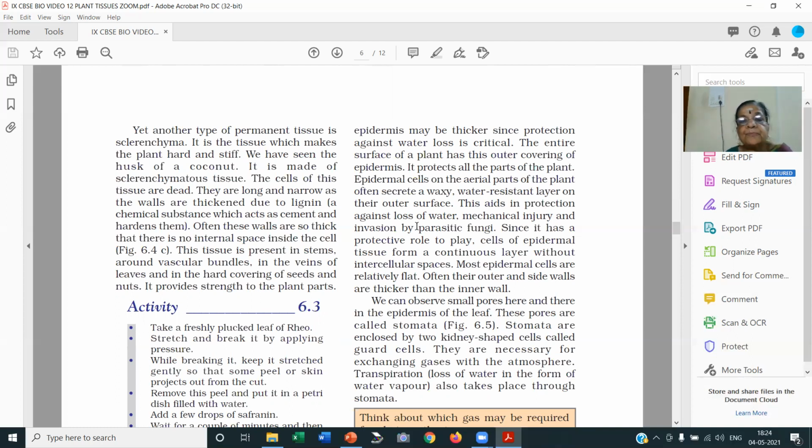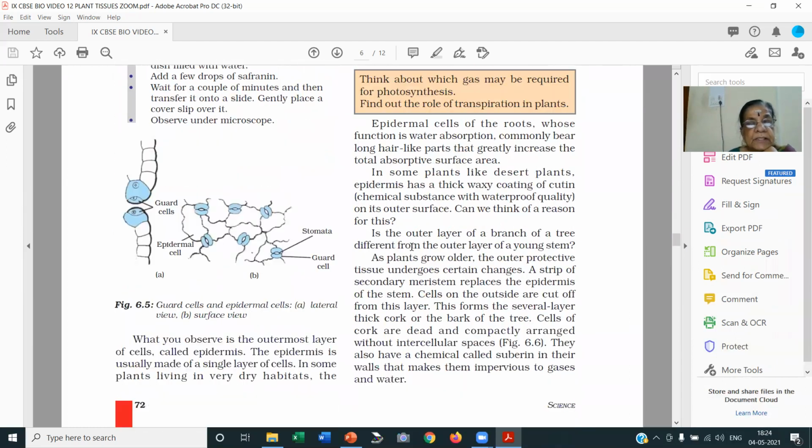And then we are talking about epidermis. What do we know? The outermost layer is called epidermis, and it is formed of a single layer of cells.